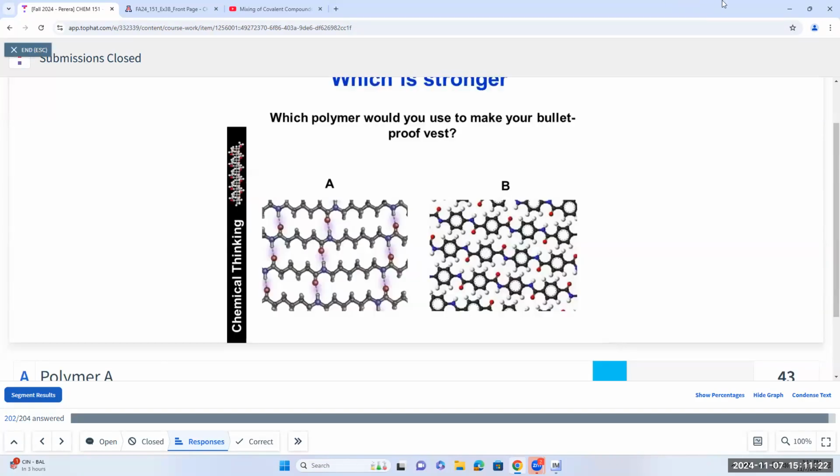Both nylon and Kevlar have hydrogen bonding capability, because in both you have oxygen and nitrogen with hydrogen covalently bonded to it. It's the same thing with Kevlar: we have nitrogen over here with hydrogen bonded to it, and then oxygen. So both of them have hydrogen bonding capability. But Kevlar is much, much more strong.